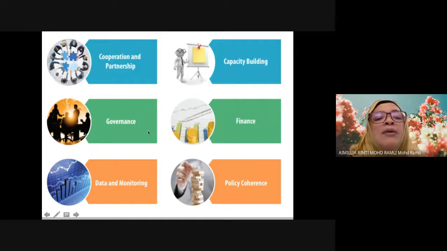Governance, okay, how national, this is at the level of national agendas and so on. Finance, how to get money for the projects. Data and monitoring, how to monitor the projects, whether we have achieved the SDG goals or not through the project. And policy coherence, where we create policies that will help the countries achieve the SDG goals.